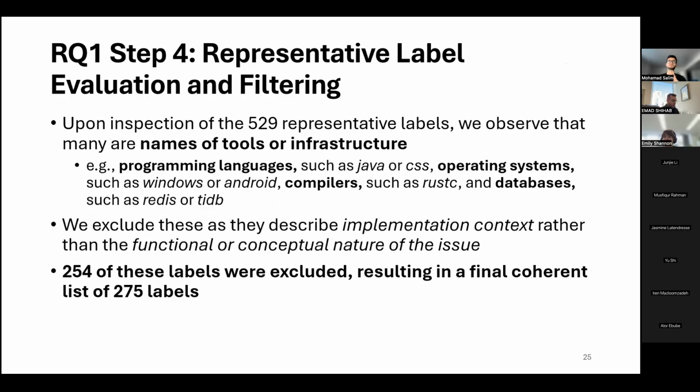Then after that, when we looked at those labels, we saw that many were names of tools or infrastructure. I have some examples up there like Java or CSS, which are programming languages, and operating systems such as Windows or Android. We excluded those because they describe more implementation context rather than the functional or conceptual nature of the issue. That's what we were more looking at: the type of issue, not just what tool it affects. Because of that, we excluded 254 labels, resulting in a final list of 275 labels.